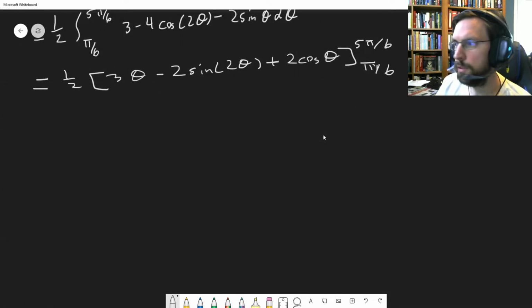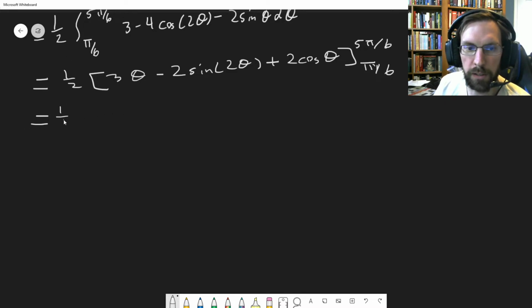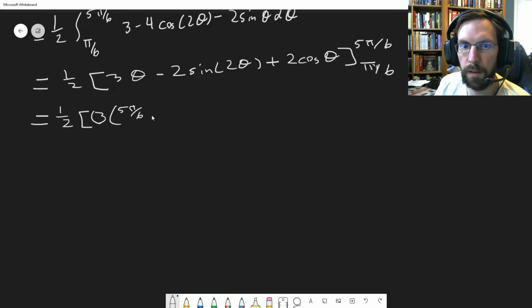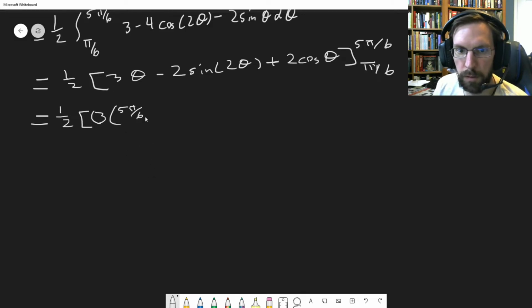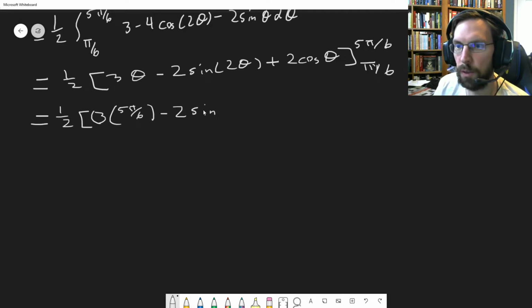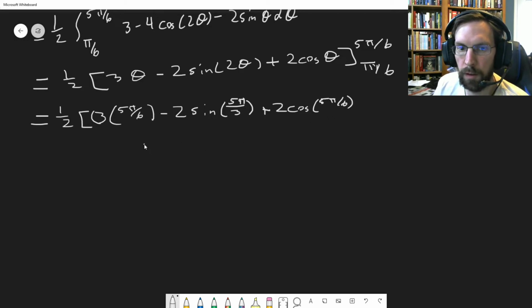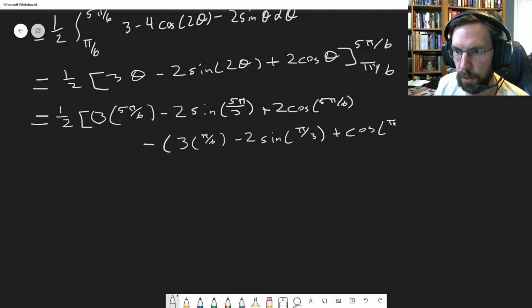Okay, and now we're just going to plug in our endpoints. When we plug in our endpoints, we're going to get 3 times 5 pi over 6, minus 2 times sine 2 theta, but that would be 10 pi over 6, or 5 pi over 3, plus 2 cosine 5 pi over 6, minus, plugging in pi over 6, 3 times pi over 6, minus 2 times sine pi over 3, plus 2 cosine pi over 6.